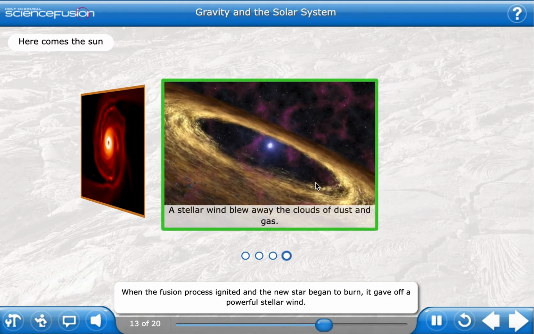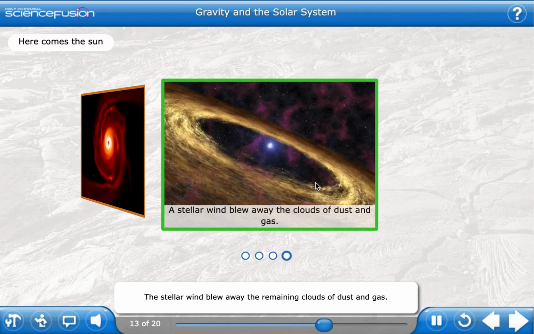When the fusion process ignited and the new star began to burn, it gave off a powerful stellar wind. The stellar wind blew away the remaining clouds of dust and gas.